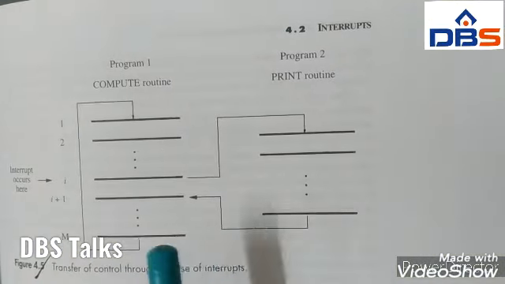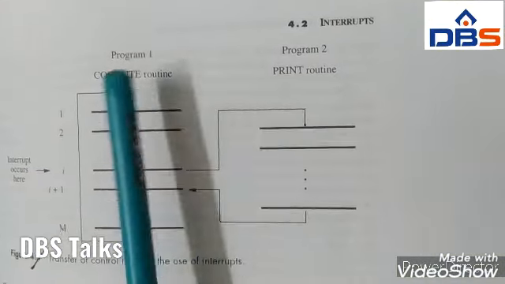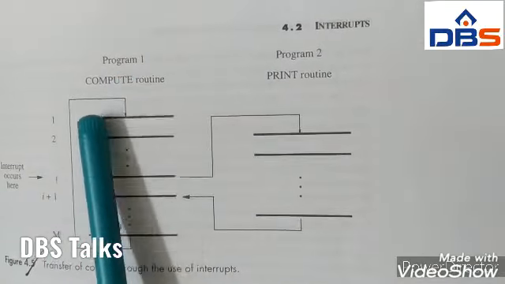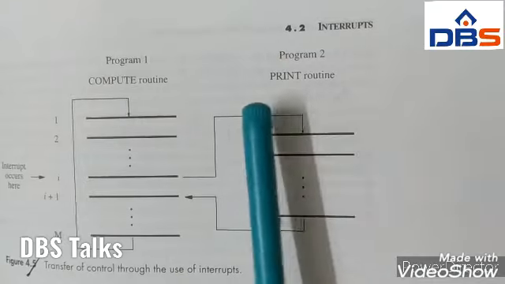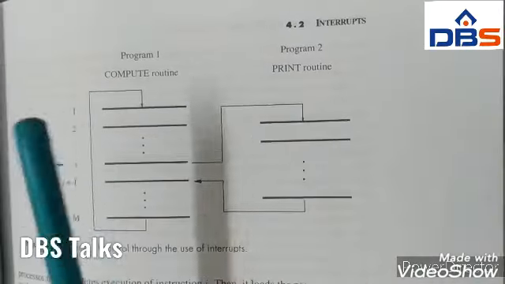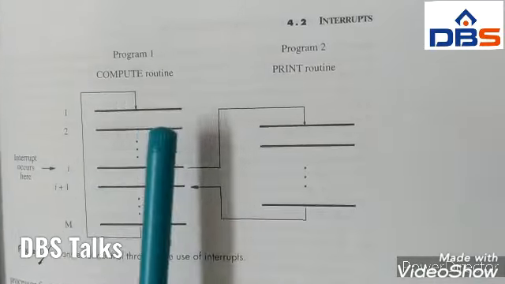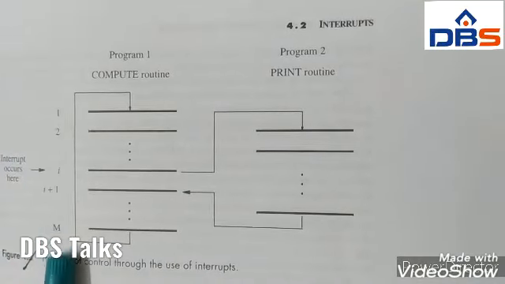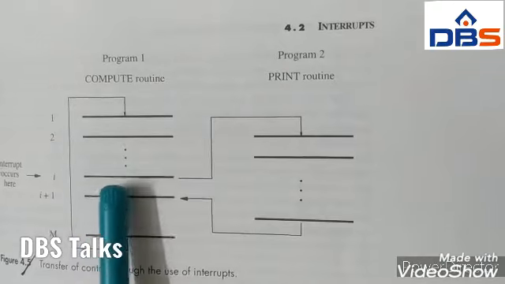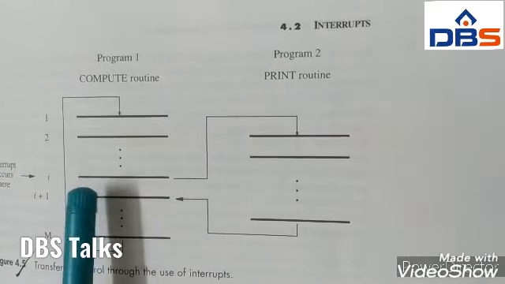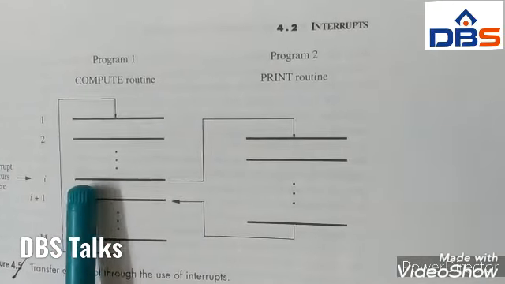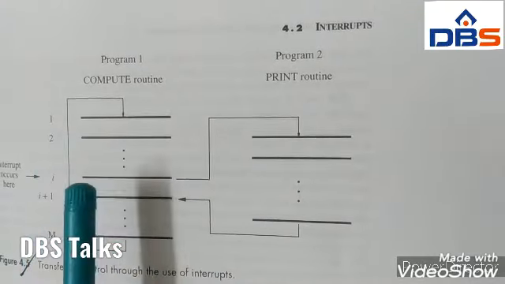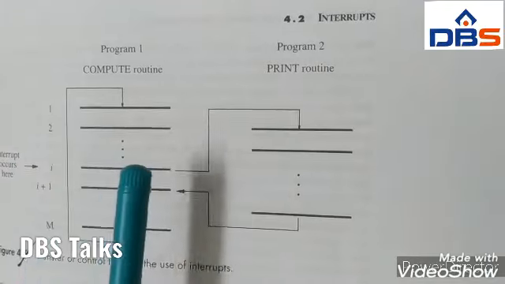Now here comes the diagram. It is program 1 and program 2. Program 1 is the compute routine and program 2 is the print routine. Initially it starts executing by the processor. Here the interrupt occurs, because the compute routine requires to print one line of information.